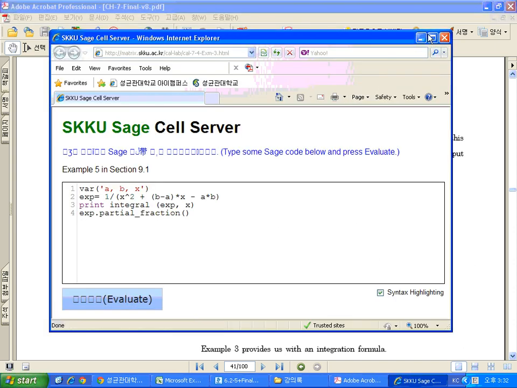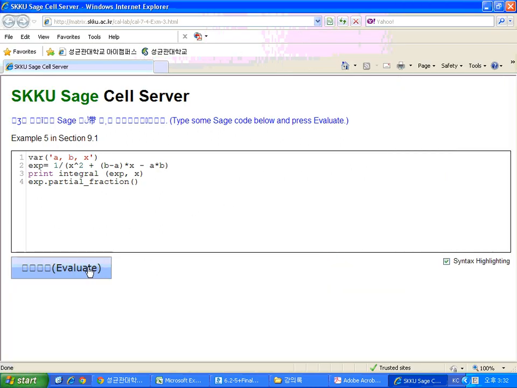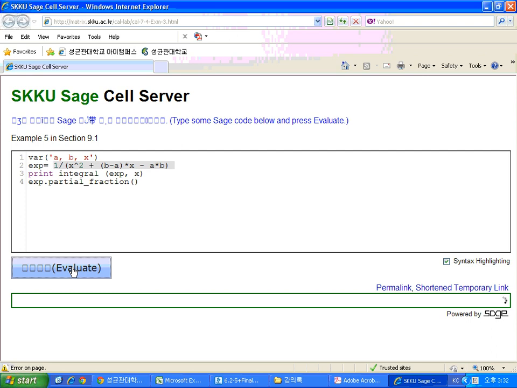If we try it in Sage, then this is the function that we had. Then we expand the partial fraction and find the integral of it.